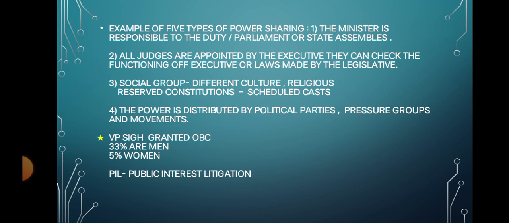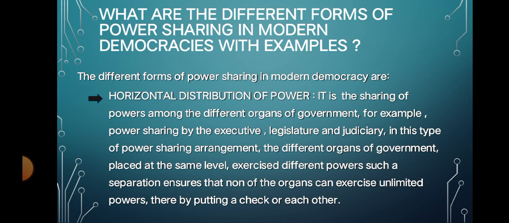During the VP Singh government, the Prime Minister granted 27% reservation for the OBC, the socially and economically backward section, backward caste, so that these people should come up.